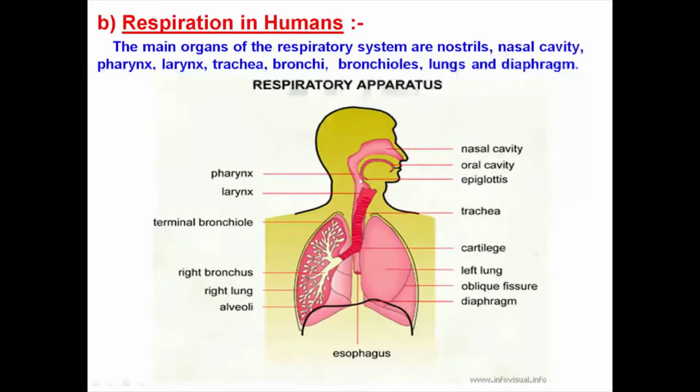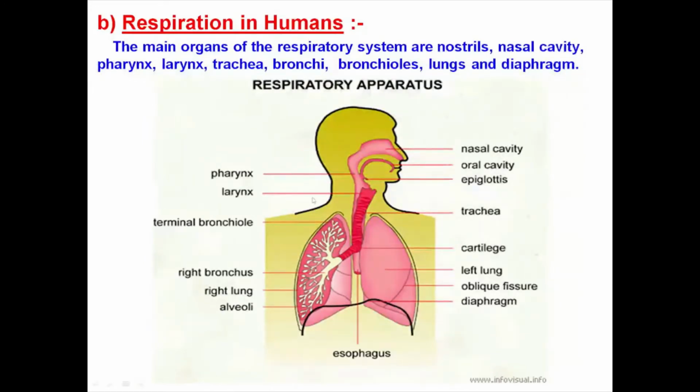This is the epiglottis, which blocks the windpipe when we eat something, so that it makes sure that the food gets in the food pipe or the esophagus and not in the trachea, so that we do not get choked. Then comes the pharynx, larynx. Pharynx is an opening to larynx, and larynx is the voice box. We are able to speak because of this voice box.